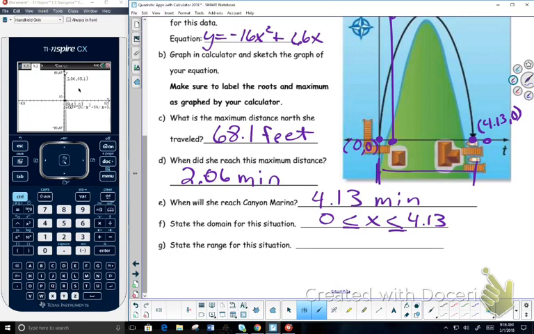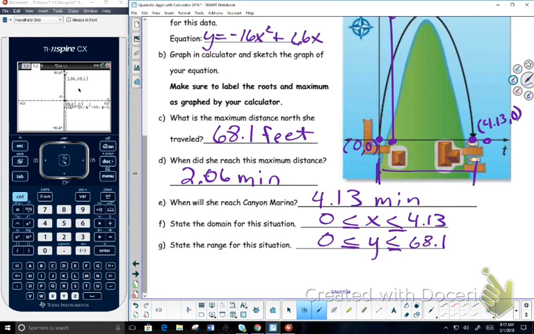We have to state the range. Remember, your range is your y values. So we're going to go from our lowest y value. Our lowest y value is going to be 0 feet, and that's included. That's when she's at her dock or her destination. And then the maximum distance she reached was 68.1. That was when she had traveled the furthest to get to the other, when she's actually at the top of her point. She's got a little peninsula she basically has to go around, okay?